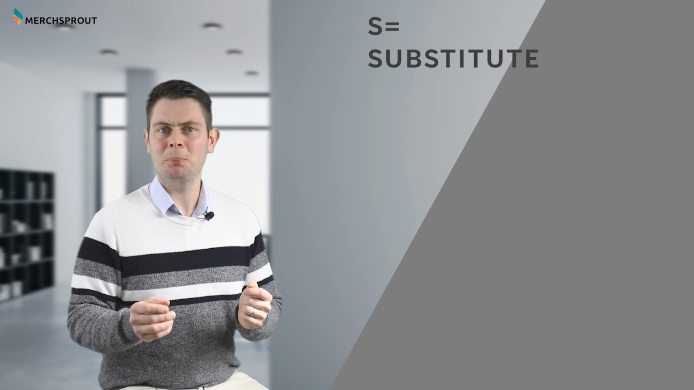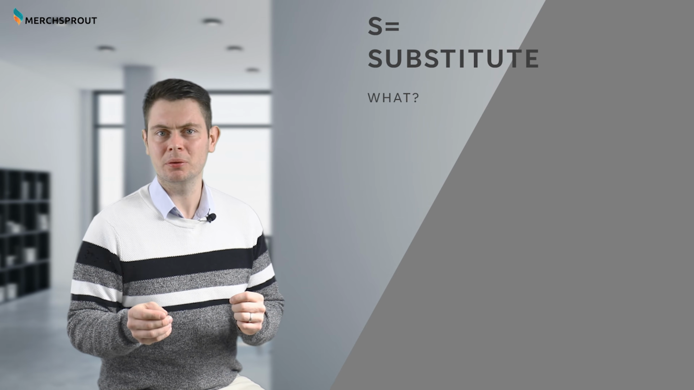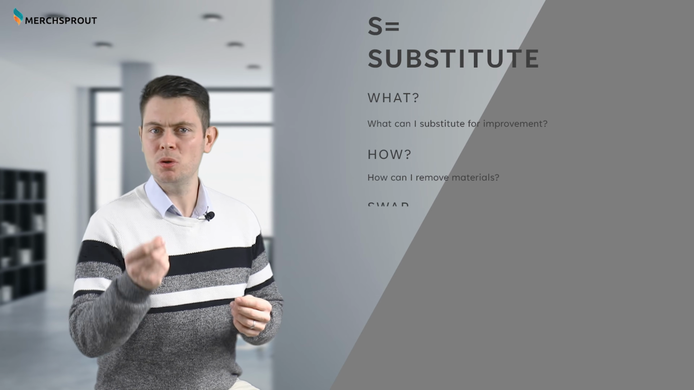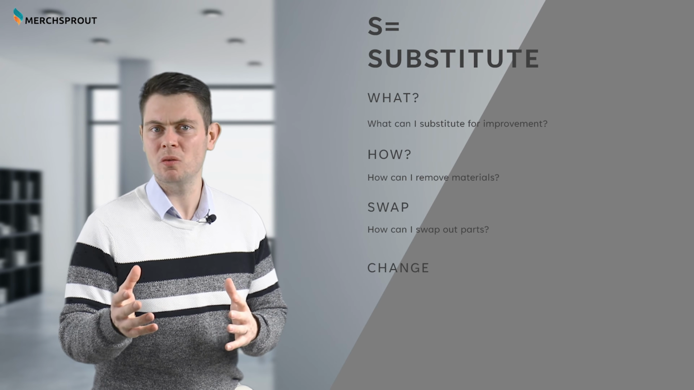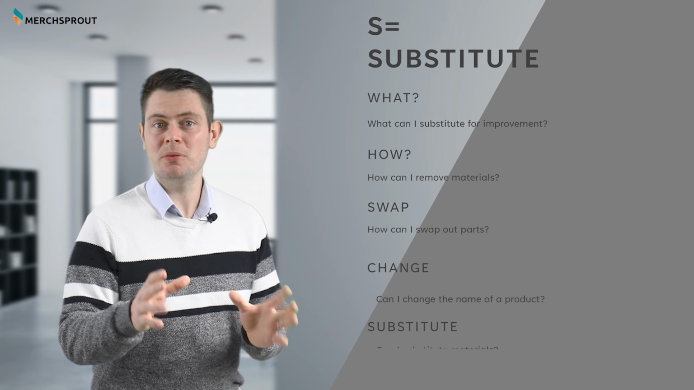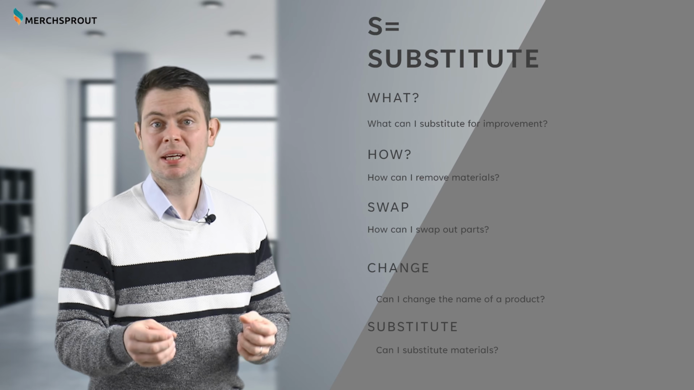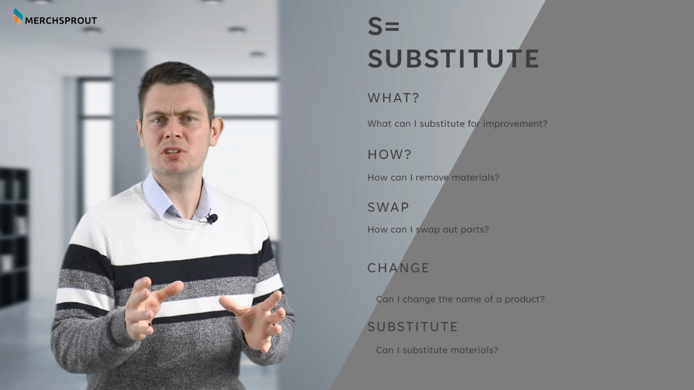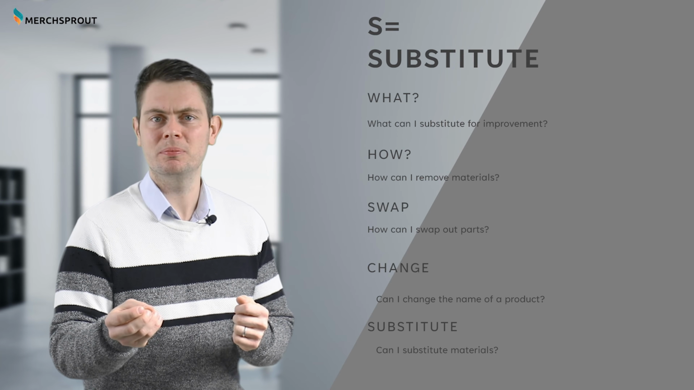Now, I've got some example questions that you can use to help you on your way to designing that new product. So what can I substitute for improvement? How can I remove materials? How can I swap out parts or swap parts over? Can I change the rules of the product? Should I change the name of the product? Can I use other materials in the place of other materials? Can I use other processes? Can I change its shape, colour, roughness, sound or smell? Can I use this for any other projects or something different?